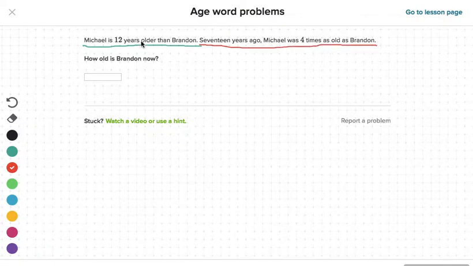Now this one here is easy, right? All we've got to look at is think of words like "is." There's your equal sign right there. If you've got "years older than," that's going to be an addition. If you see "times," obviously you've got a multiplication. We'll see that in a minute. So in this one, let's assign our variables. Let's use M for Michael, and B for Brandon.